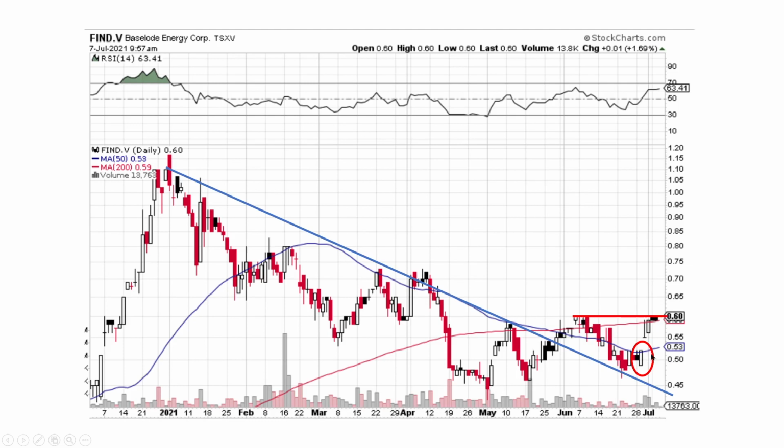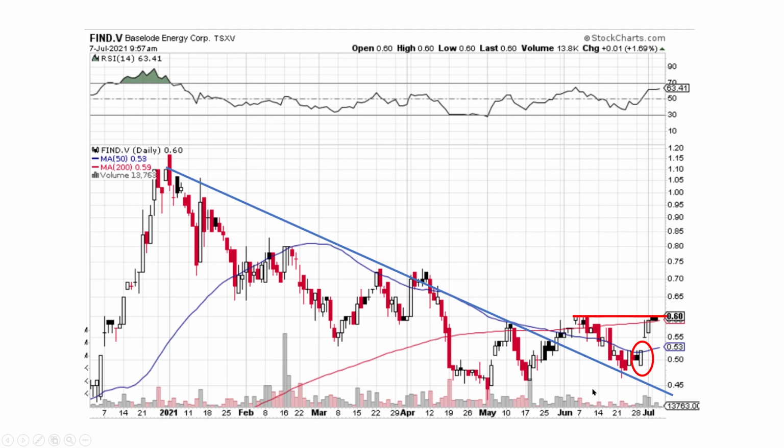What I have circled here is a bullish engulfing pattern. It's got a little bit higher volume. This is bullish. This is the day that I would have bought Baseload. On this day here, we are still in a very low area, which is a good time to cost average in. I let everyone on the channel know that I would have bought on this day.